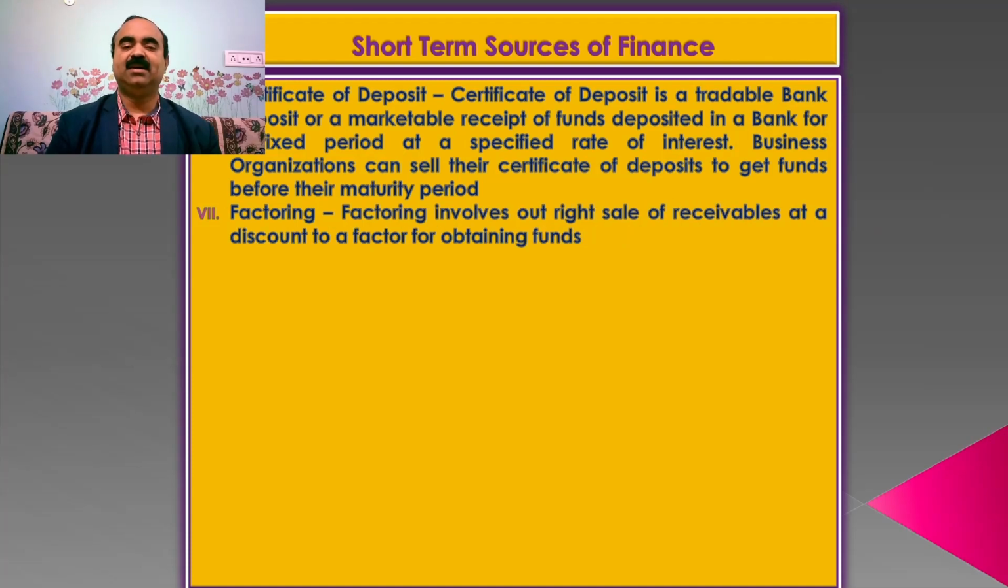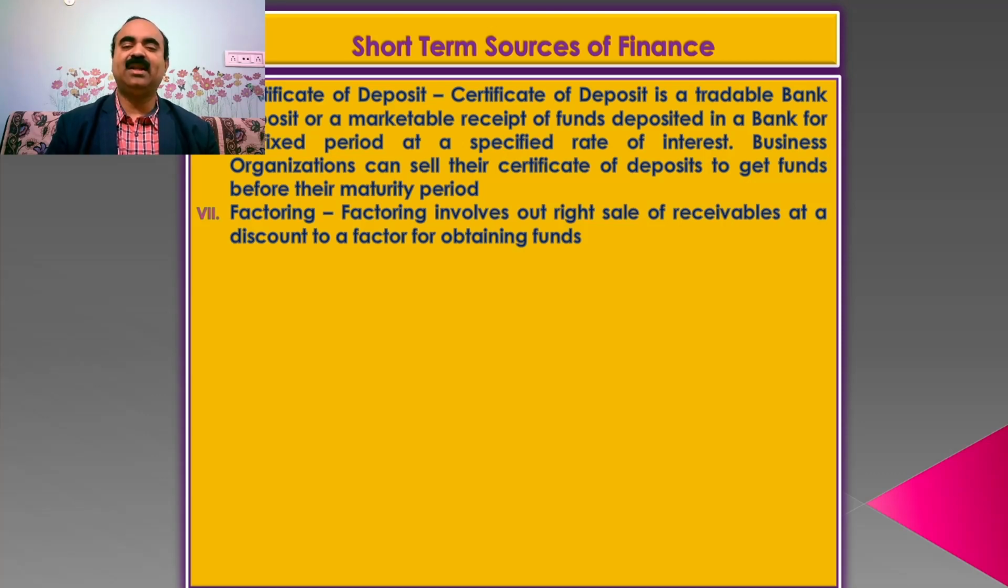The sixth short-term source of finance is certificate of deposit. Certificate of deposit is a tradable bank deposit or a marketable receipt of funds deposited in a bank for a fixed period at a specified rate of interest. Business organizations can sell their certificates of deposit to get funds before their maturity period.